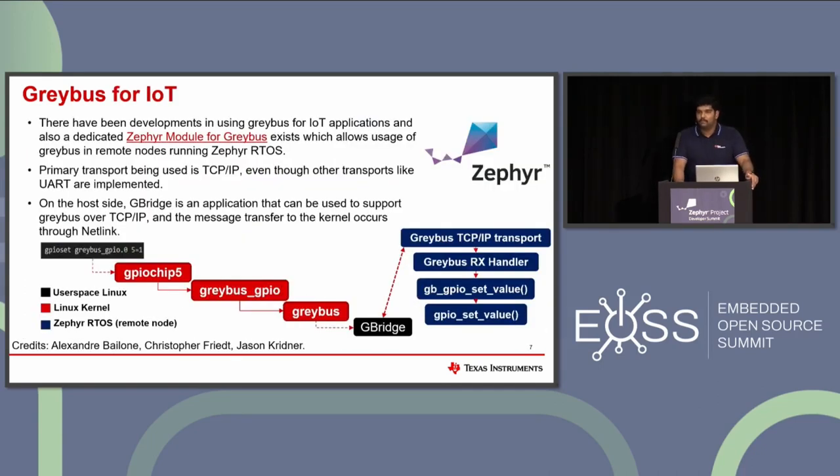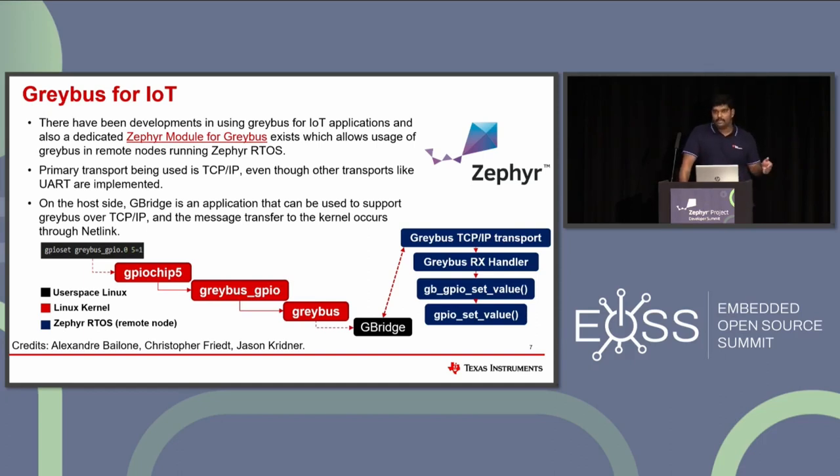And here I would like to talk about some advancements in Greybus for IoT. Greybus for IoT was first proposed by Alexandre, and he wrote the base framework for using Greybus. Then Chris, who is a Zephyr maintainer, ported the Greybus device side firmware, which was originally in the NuttX RTOS, as a Zephyr module. So now we have the platform code and the application code loosely coupled, and any platform that supports Zephyr can also use Greybus for Zephyr.